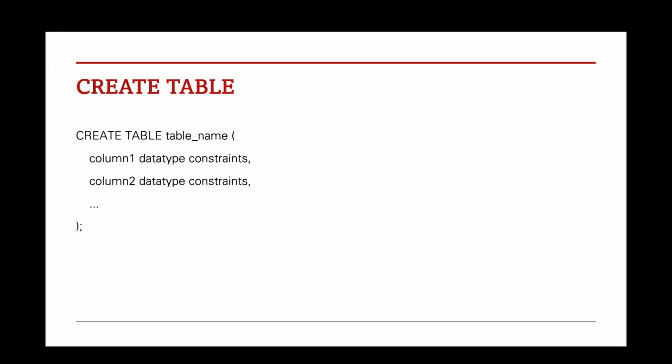You can see the create table command syntax on my screen. Now, when we use the create table command, we need to tell it a few things. First, the table name. That's just what we want to call our table. Next, the column names and data types. This is where we say what kinds of information we want to store in each column.